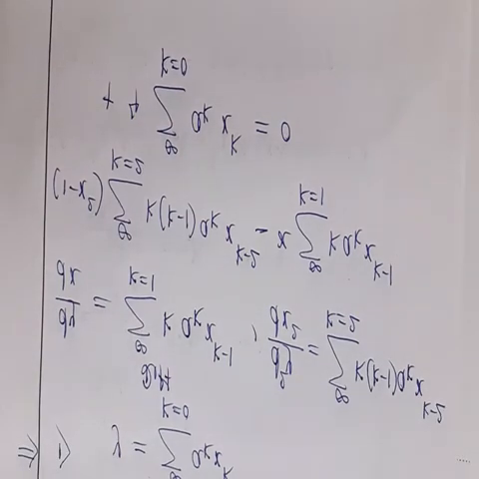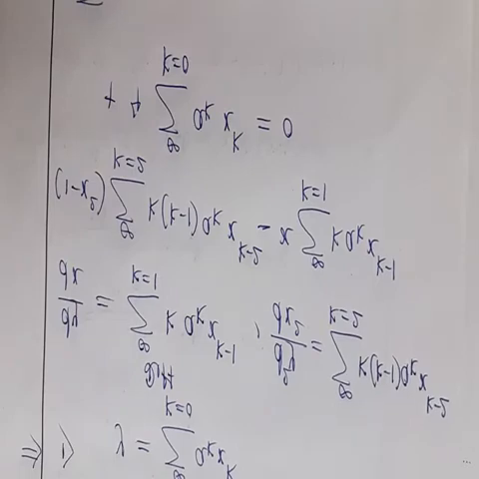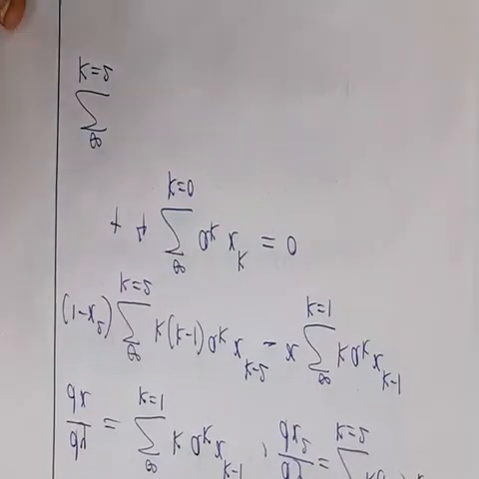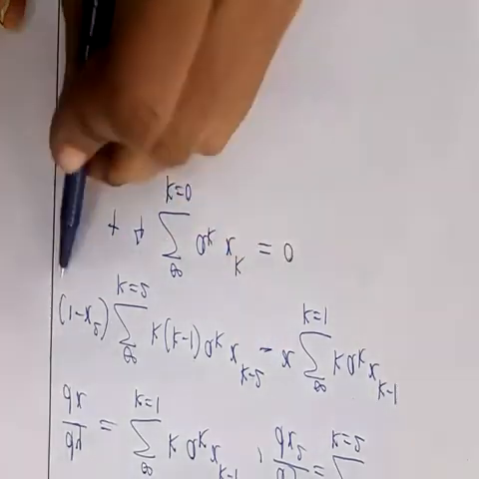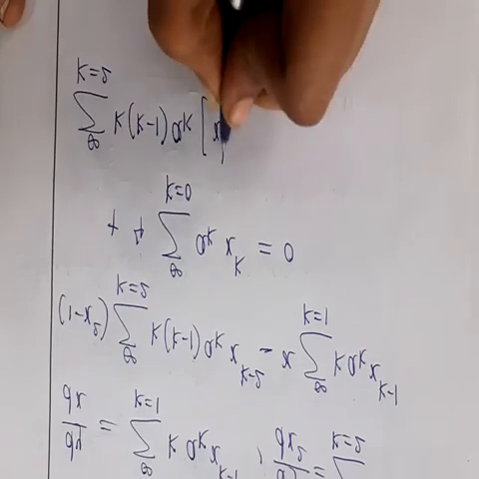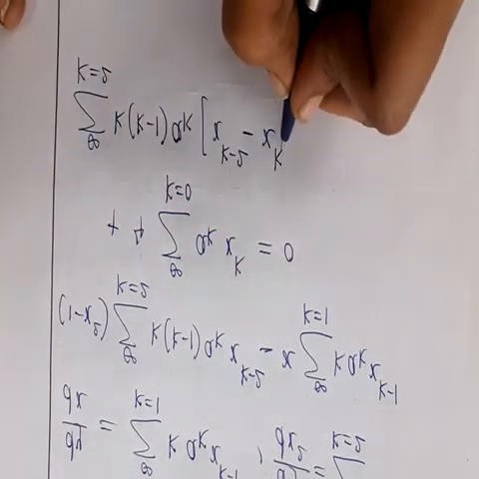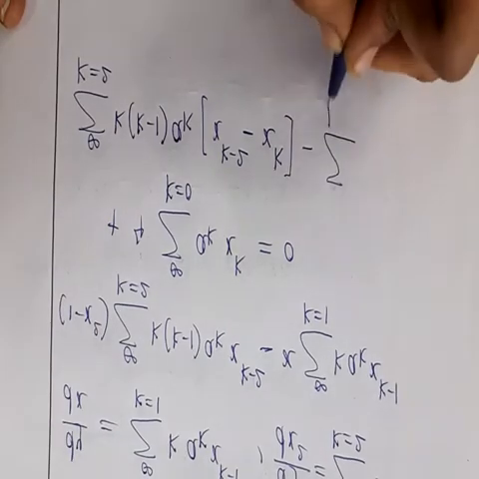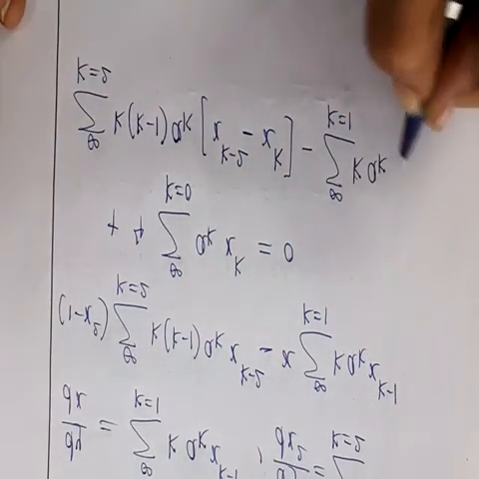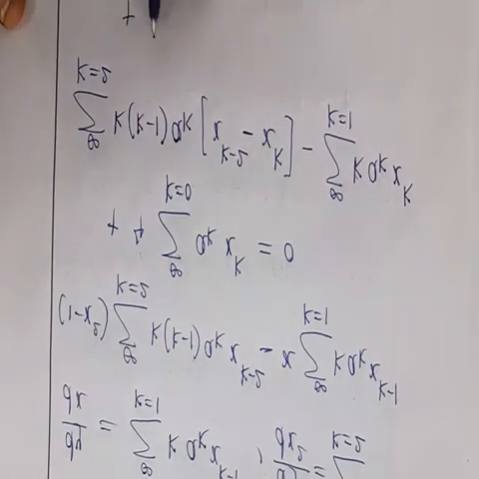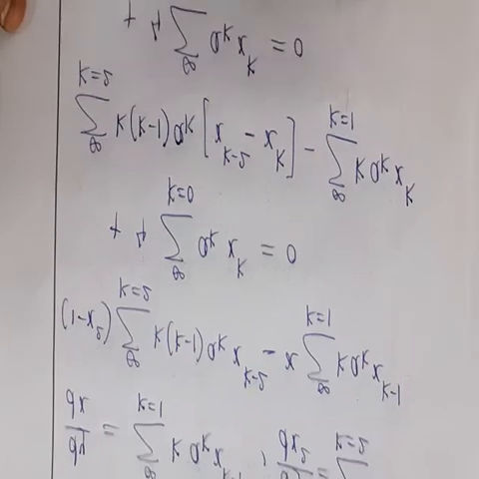Now simplify this equation. It is 1 minus x square multiplied by summation k is equal to 2 to infinity k multiplied by k minus 1 ak as it is, x to the power k minus 2, minus summation k is equal to 1 to infinity k x multiplied by x to the power k minus 1, so k into ak as it is x to the power k, plus 4 summation k is equal to 0 to infinity ak x to the power k, and it is equal to 0.